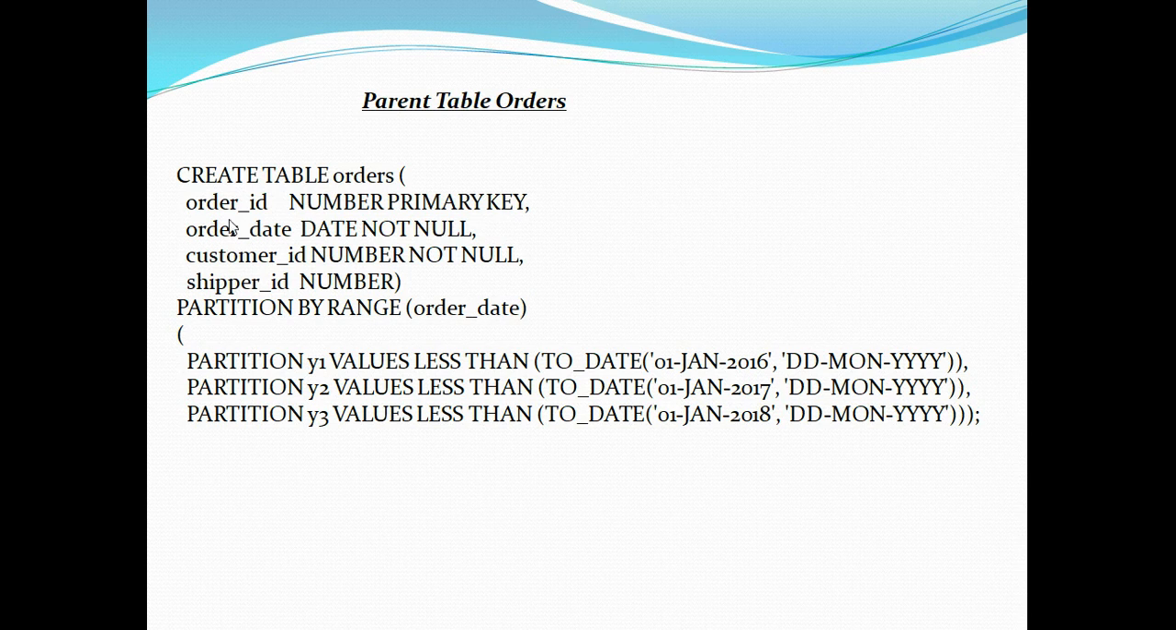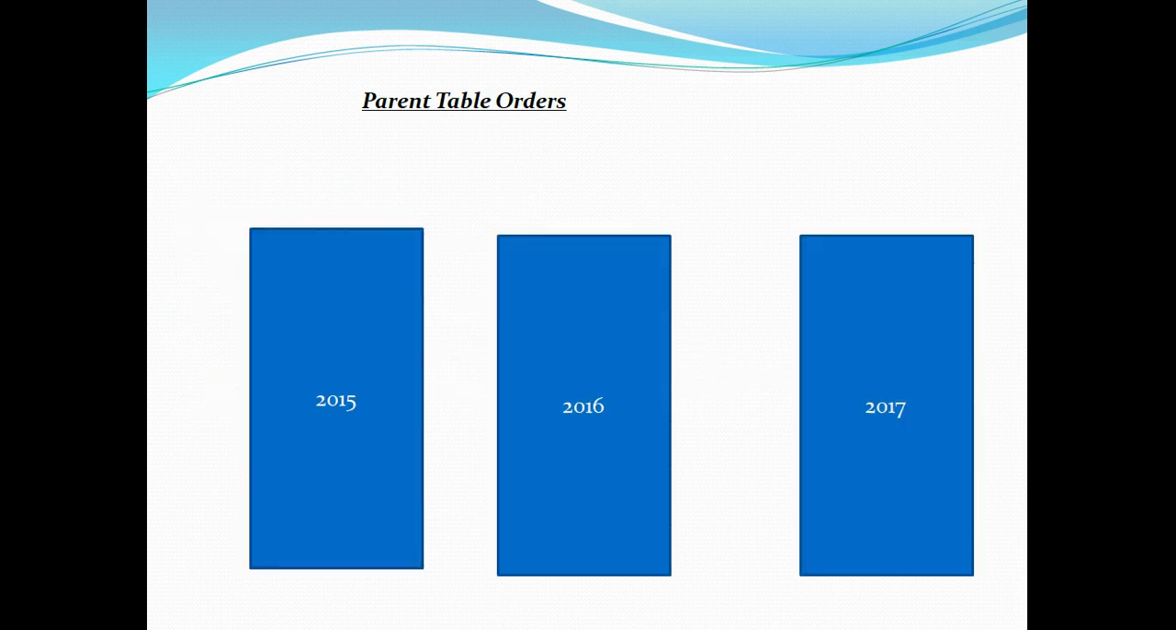So here I have created range partitioning on the basis of the order date column, and order ID is my primary key which I will be using as a foreign key in my child table. As soon as I execute this DDL statement, Oracle is going to create 3 partitions or 3 segments on my disk, one for data before and in 2015, one for data in 2016 and one for data in 2017.